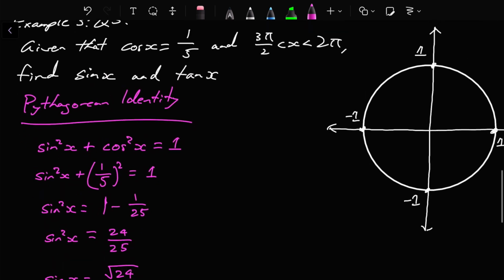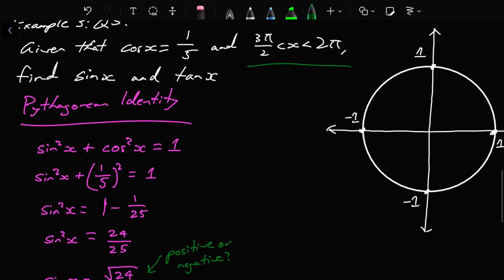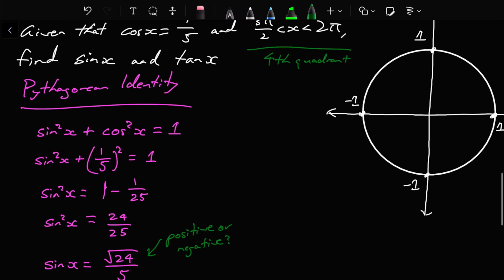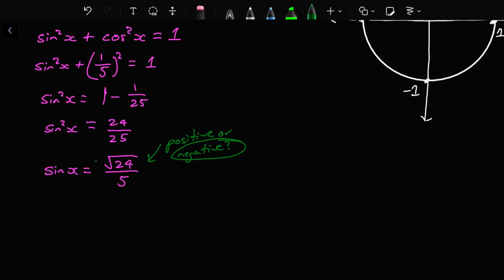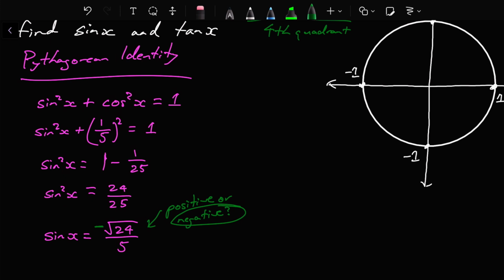Now, we know that x has to be in between these things here, right? Which means that we need to figure out, is this positive or negative? Because when we took the square root, we could have taken a plus or a minus. But we know that because we're in the fourth quadrant, it's going to be negative. So we have to put a negative here. Great. So we know that's the value of sine x.